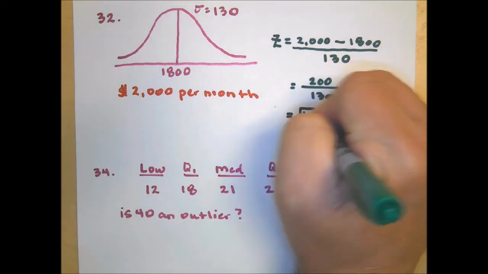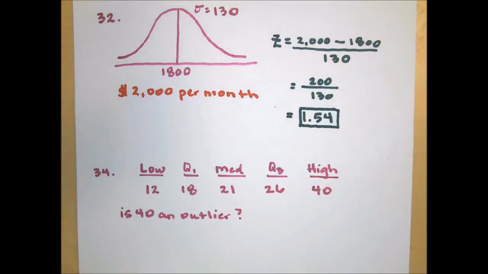So that's your z-score for your apartment. Now what that means is your apartment is 1.54 standard deviations more than the average rent.